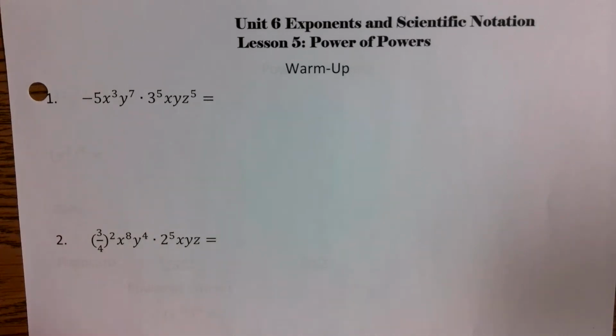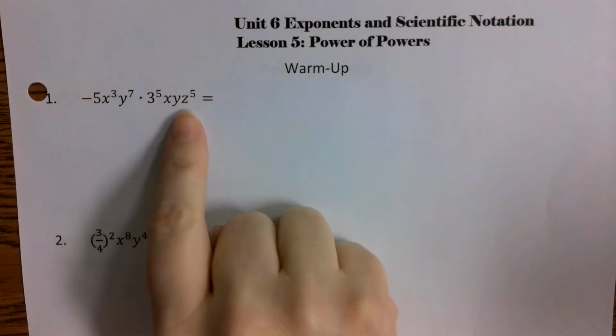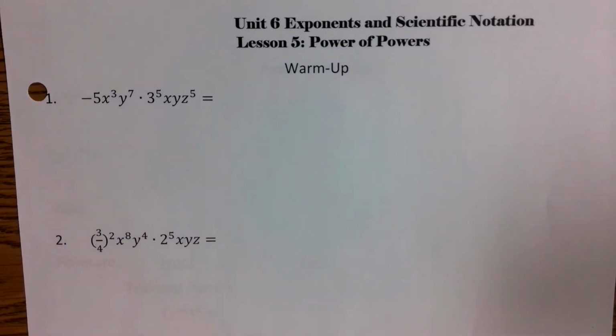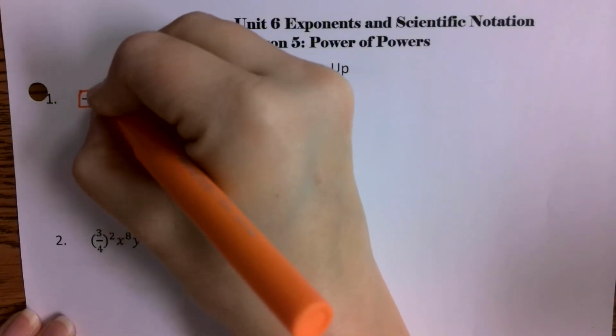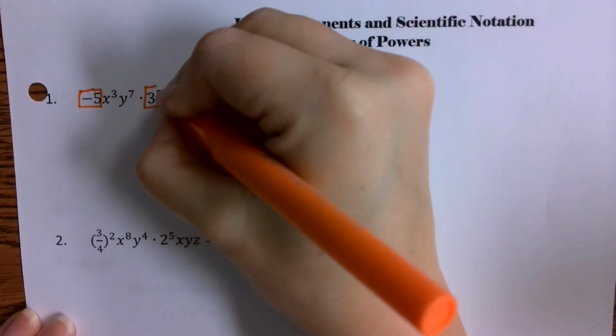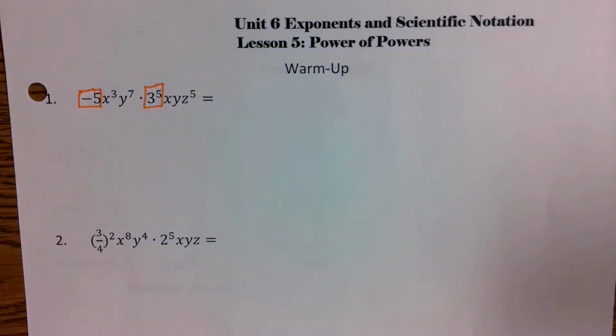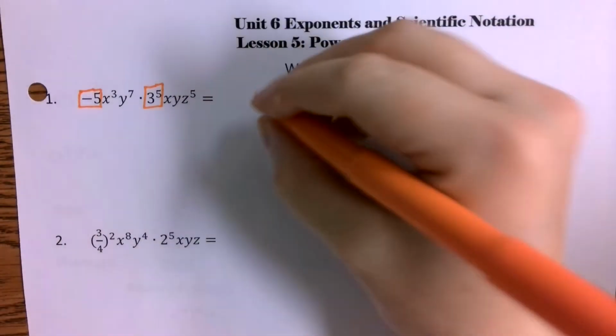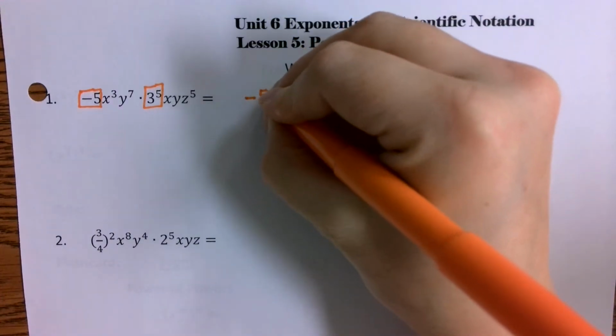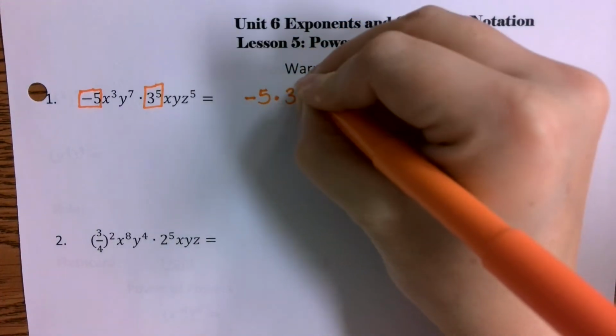Okay, so for here we're recalling our product of power rules. So we're going to start off first by working with just the number component. Our number component, we've got a -5 and we've got a 3 to the 5th power. Now they're not the same bases, but they are just number values, so we can actually work that out. We can go ahead and do -5 times 3 to the 5th.